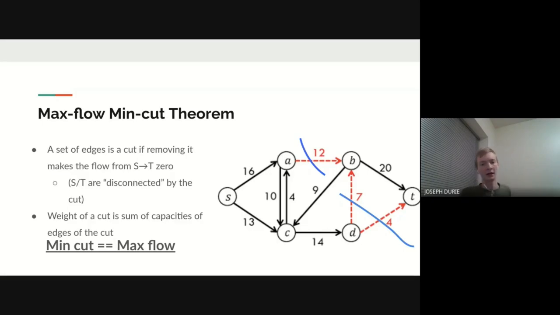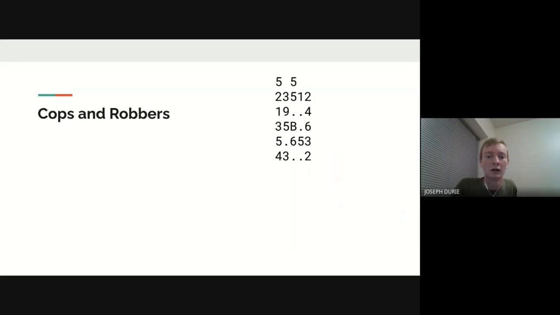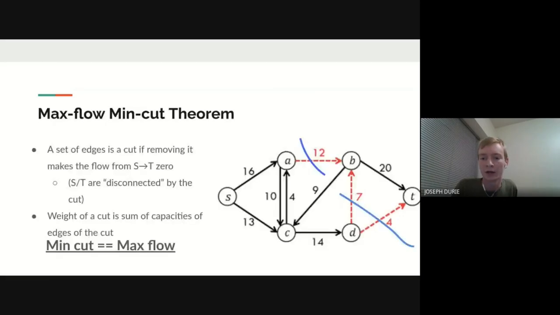So we don't really care if the whole graph is connected or not. We just want there to be no path from S to T, with the directions. So if there was another path from S to T, you would have to cut that too. You have to cut enough so that there's no path from S to T.